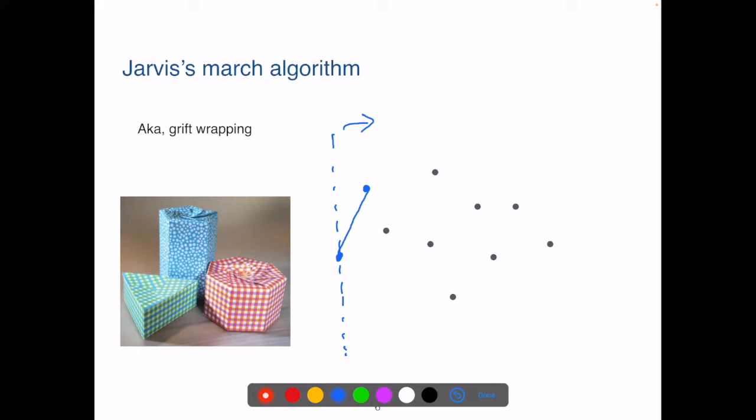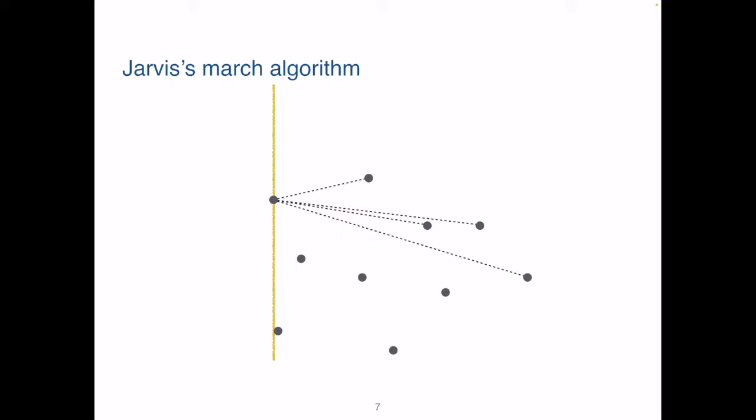So how can we simulate this gift wrapping process and write an algorithm? First, we find the leftmost point. We draw a yellow vertical guideline going through the leftmost point. Then we check all the other points in the set and see which straight line from the starting point to the new point is the closest to the yellow vertical guideline.